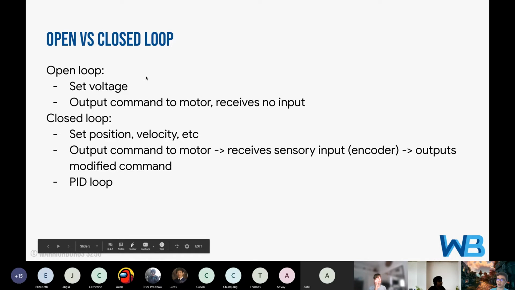The advantage of closed loop is that you just let the motor do its thing, and it can reach a set position or velocity even if the environmental factors are different. For example, if your drivetrain is going on some kind of rough terrain, your motors are going to compensate for the fact that it's a different environment than what it's used to. This is in contrast to open loop, where you're just setting a voltage.